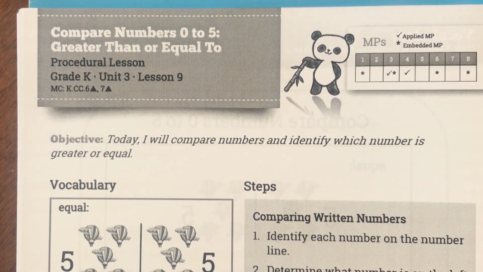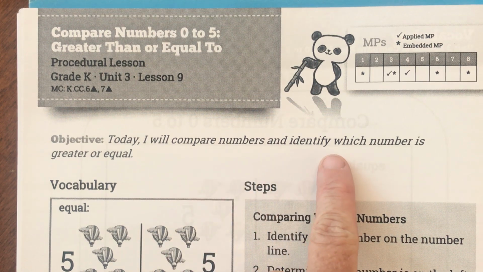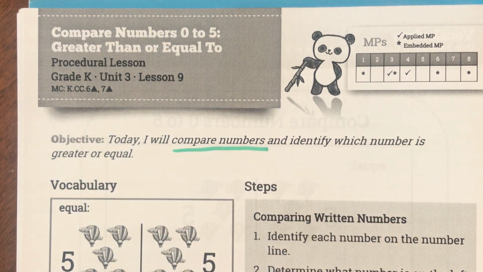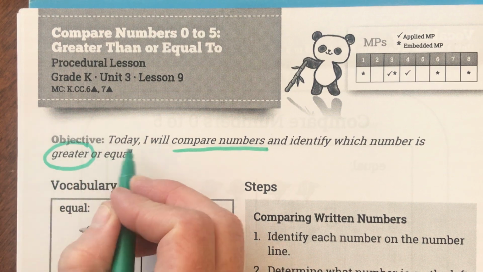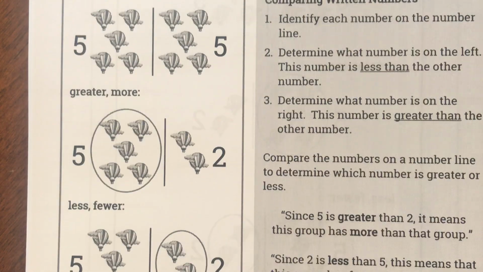Today we are on page 150 of your student journal, 150. And our objective today is I will compare numbers and identify which number is greater or equal. Okay, so today we're going to be looking at numbers. So we're going to compare numbers. We're not going to be comparing groups. We're going to actually just look at the numbers, and we're going to look for what is greater or equal, okay? Okay, so let's remind ourselves, friends, what some of these words mean.